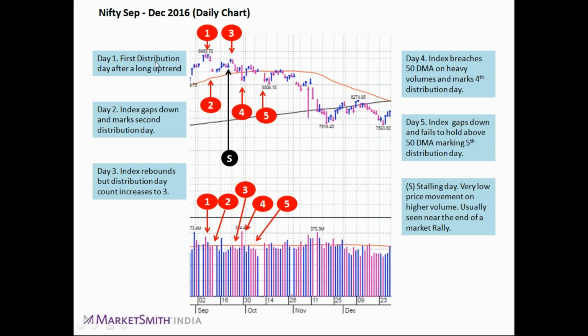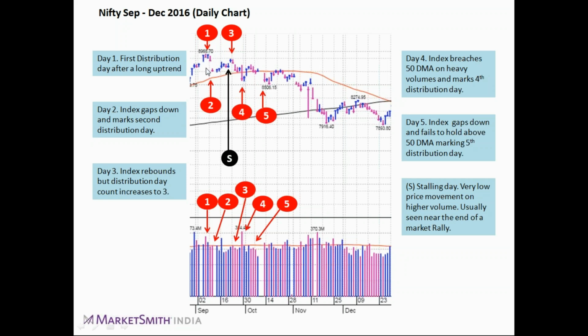So the first sign is day one. Day one is marked here. So day one is the first distribution day after a long uptrend. So by itself, this does not mean anything. You will see that all of these signs come together, and then finally we realize that now the market is in a downtrend. So day one is this. We see the first distribution day after a long uptrend.